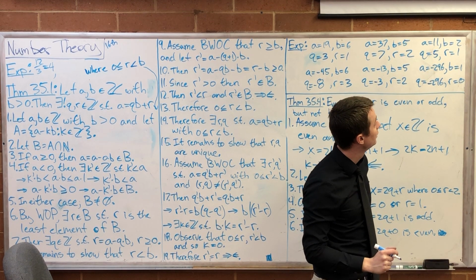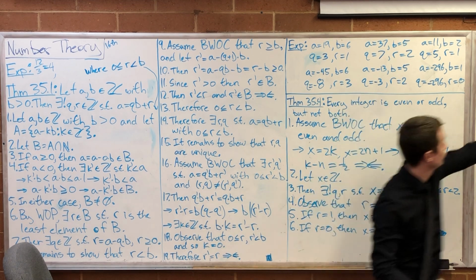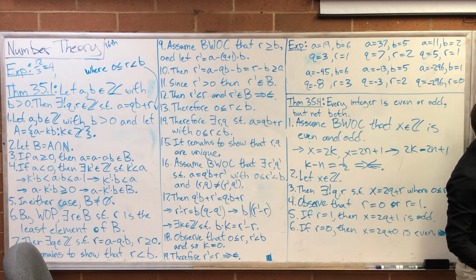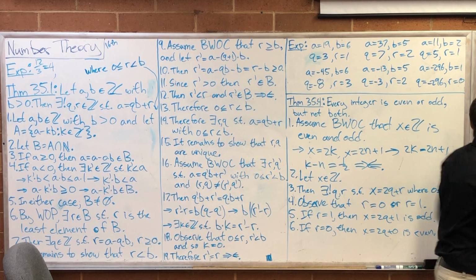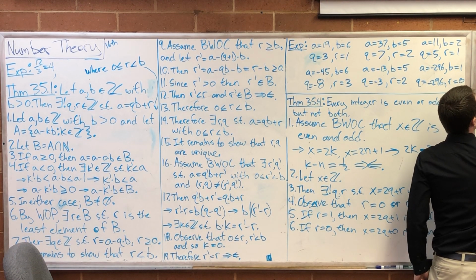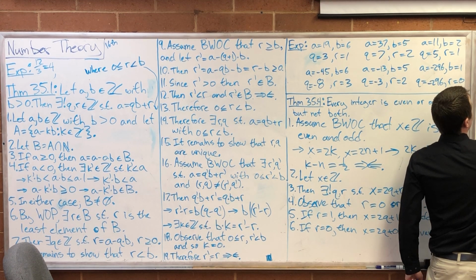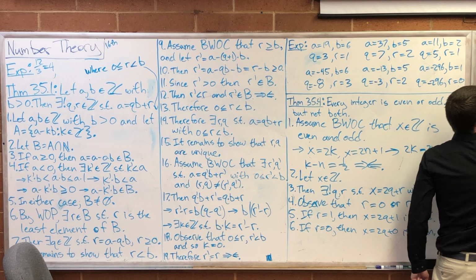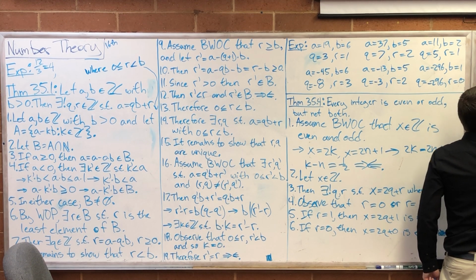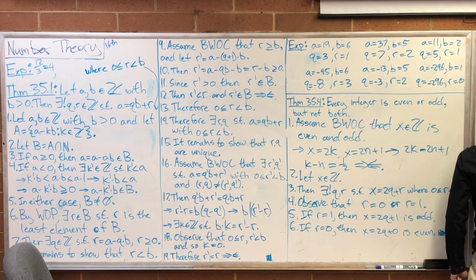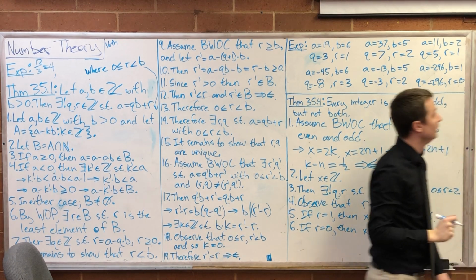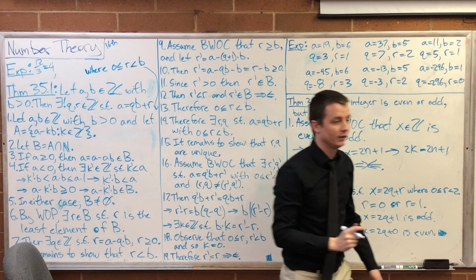So this is congruent mod 2. And we're going to show that this implies that they're both even or they're both odd. Then A minus B is equal to K times 2. It means 2 divides A minus B.